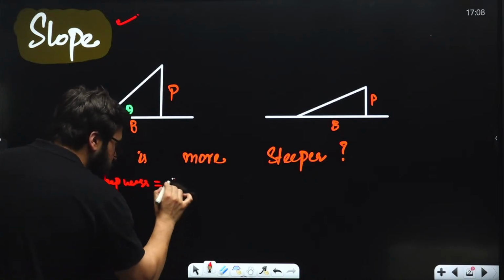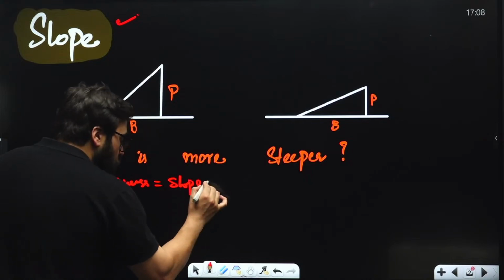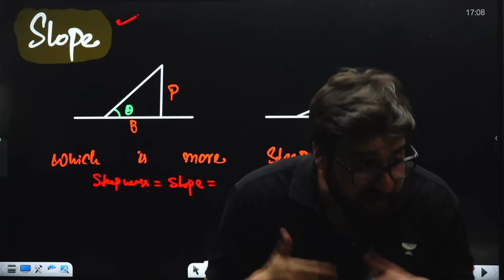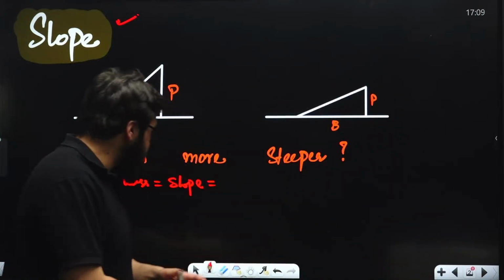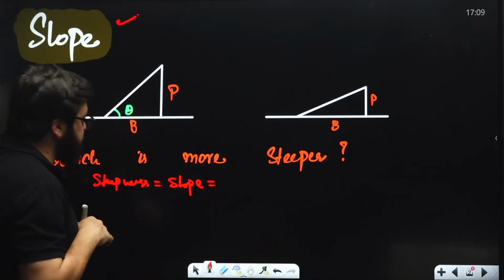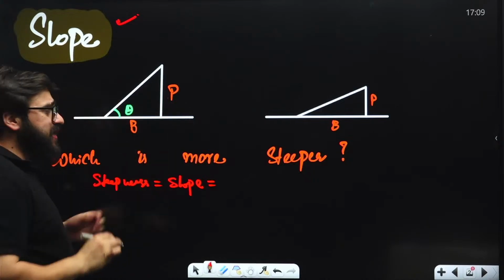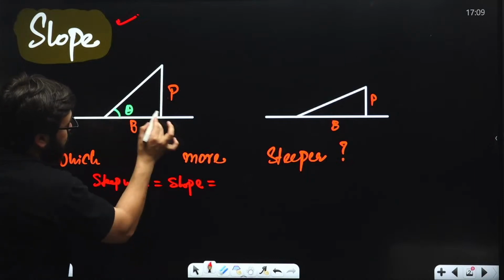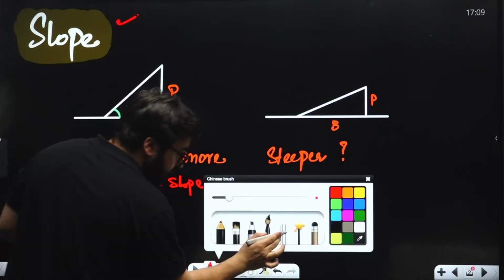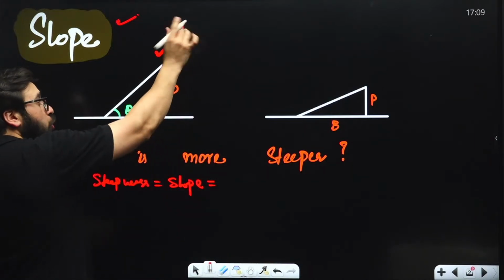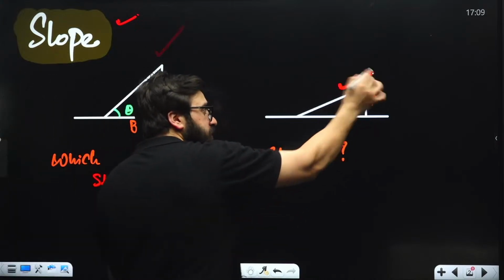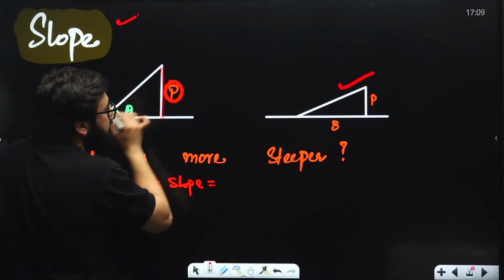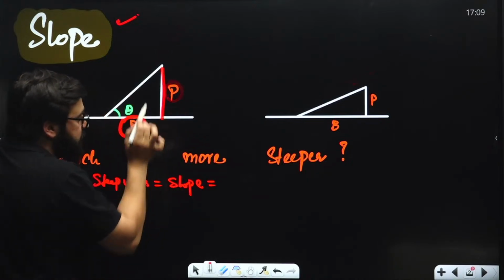Steepness is itself slope. The one which has more inclination with the x-axis, the one which has more steepness, will have more slope. Now, guys, see. In this particular case, the perpendicular is more as compared to the base. Here slope is more. In this case, slope is less. Also, you can see over here, this perpendicular is more and the base is less.